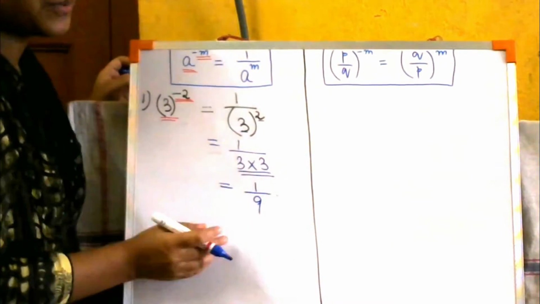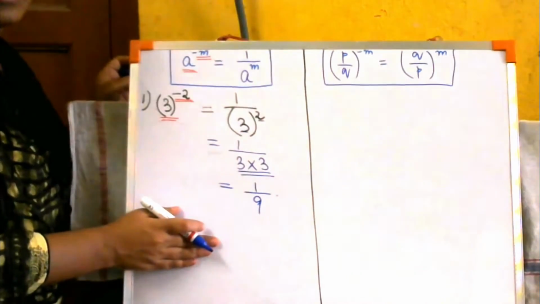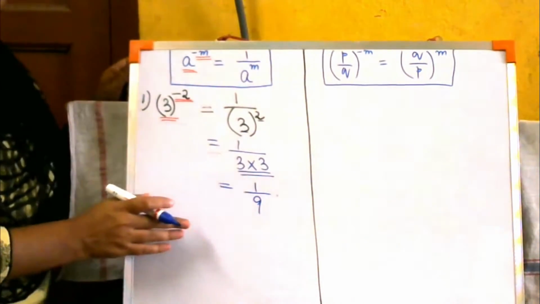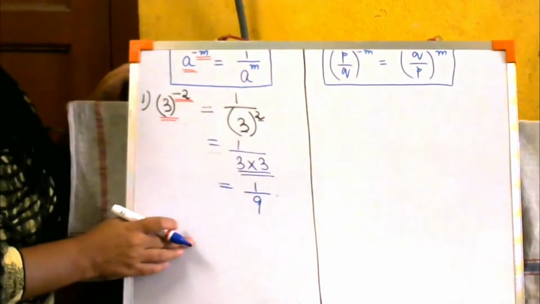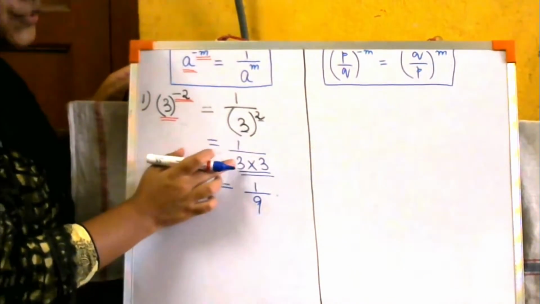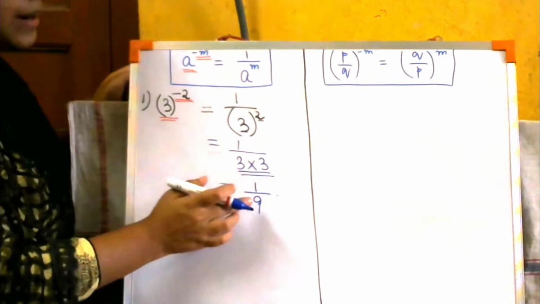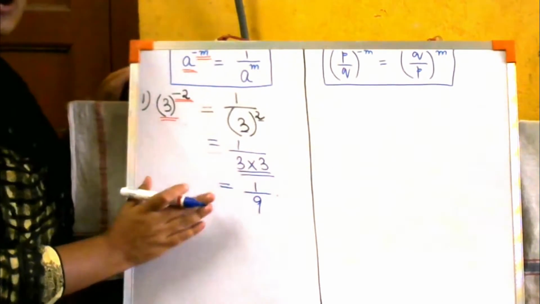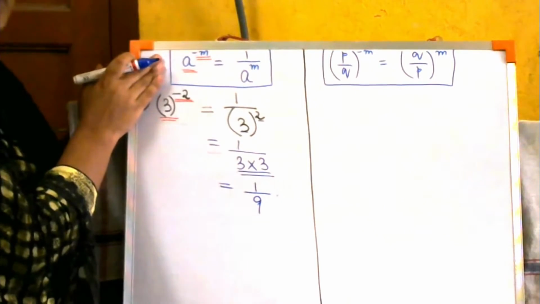For this you need to keep your table strong, which is not at all. Half of the class doesn't know the tables. So you need to keep your table strong at your fingertips. So 1 by 3 square, that is 1 by 3 into 3, which is equal to 1 by 9. I hope now you understood what this formula means.